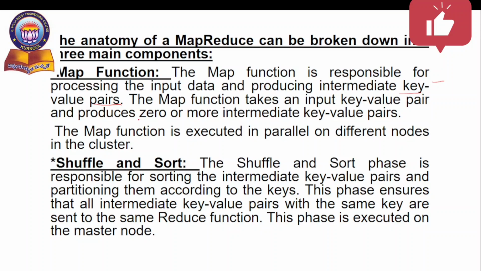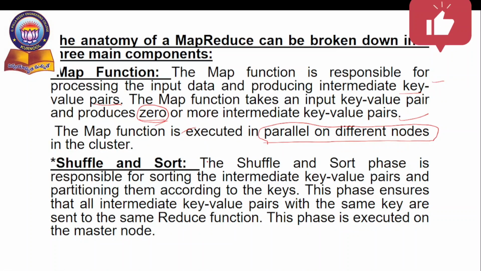In certain cases, if there is no accurate or proper data, it may generate 0 key value pairs, but that will be very rare. Usually, more intermediate key value pairs will be generated after the mapper phase has been executed. The map function is executed in parallel on different nodes in the cluster. Based on the number of nodes we have in the cluster, all the mappers will work in parallel. Right, that is a map function.